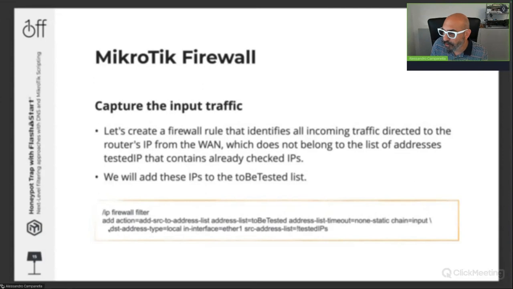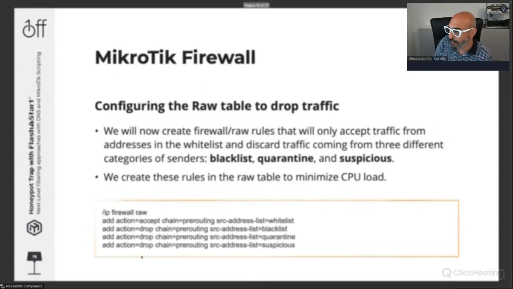It is very important to set this parameter, destination address type local. It means only traffic that has the IP address of the router as a destination address. So this rule will avoid all the broadcast and every other kind of traffic that does not need to be tested in this way. And last, for the preparation, is to create these four raw rules.